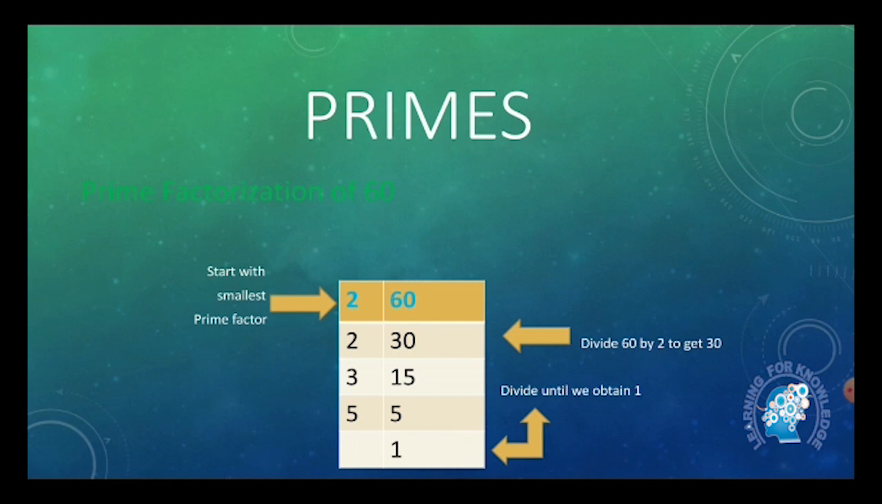So the point is to always divide and divide. We should keep dividing until we obtain 1. So this is how prime factorization is done.